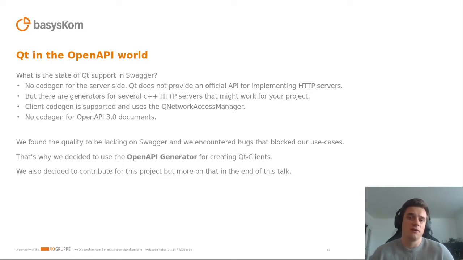That's why we decided to use the OpenAPI generator, the fork of the Swagger generator, to create our Qt clients. And as I said in the beginning, we also contributed to this project, but more on this later in the talk. In general, if you want to use Qt with OpenAPI, we recommend you to use the OpenAPI generator, because the community is way more active, you have better Qt support in general, and you can also use OpenAPI 3.0 documents to generate your code.